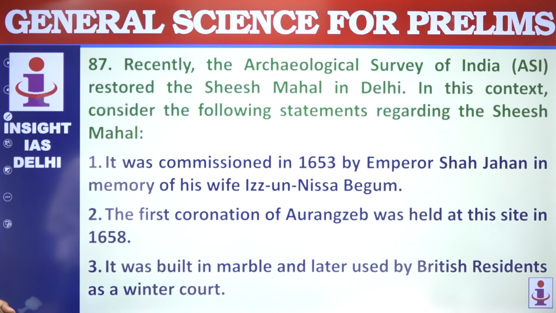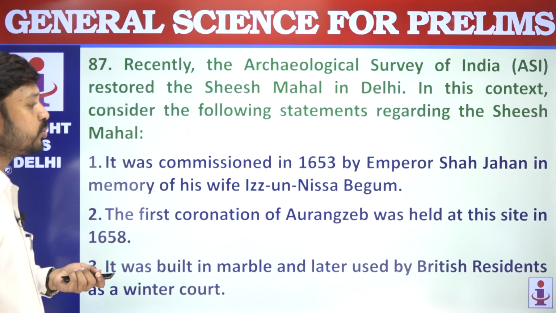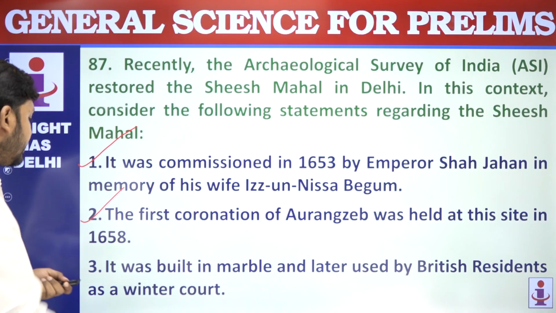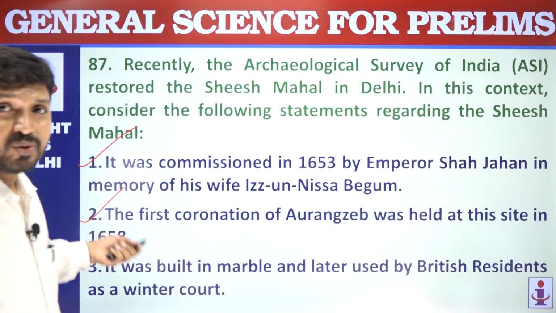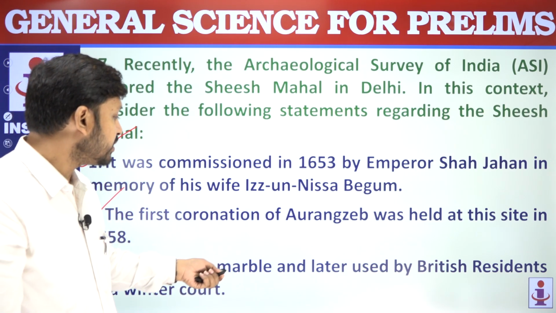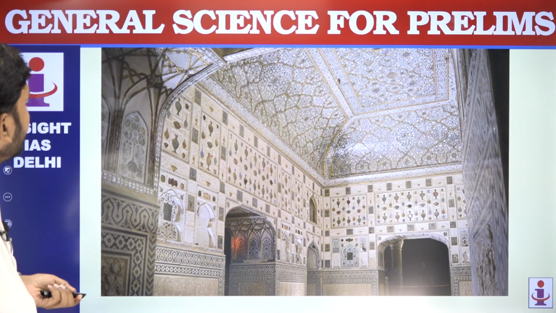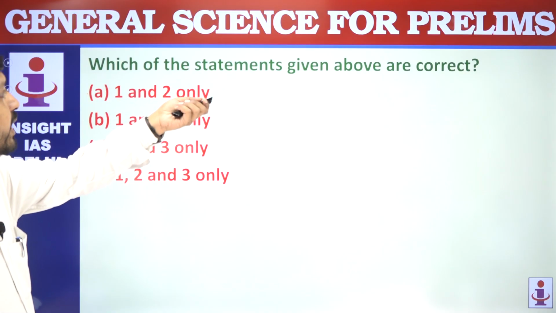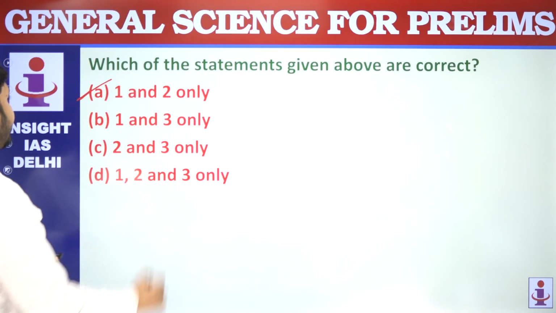Recently, the Archaeological Survey of India restored the Sheesh Mahal in Delhi. In this context, consider the following statements regarding the Sheesh Mahal. It was commissioned in 1653 by Emperor Shah Jahan in memory of his wife Iz-un-Nisa Begum. This is the right statement. The first coronation of Aurangzeb was held at this site in 1658. This is also right. It was built in marble and later used by the British resident as a winter coat. No, it was used not as a winter coat but a summer retreat, and it is not made from marble but from red sandstone. So this is the wrong one. So let's see 1 and 2. This is the Sheesh Mahal, very famous for glass work, or mirror work we can say. Which of the following statements are correct? Here the third one is wrong and 1, 2 are correct. So our answer will be A.